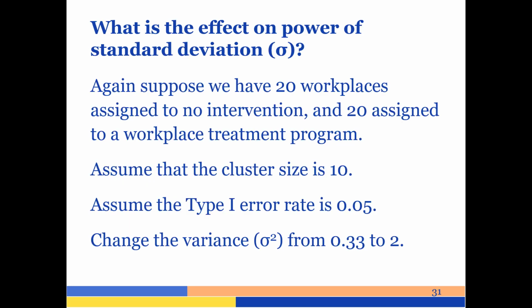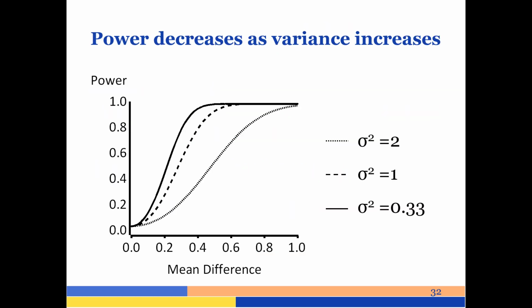Let's move on to standard deviation. What does variance do to your power? Check out this graph. As variance increases, power decreases. There is an inverse relationship between power and variance. One way to think about this is that variance is essentially noise. The more noise there is, the less clear things are, hence less power.